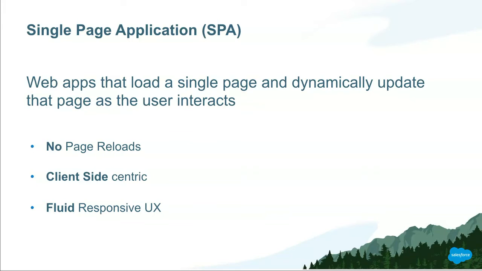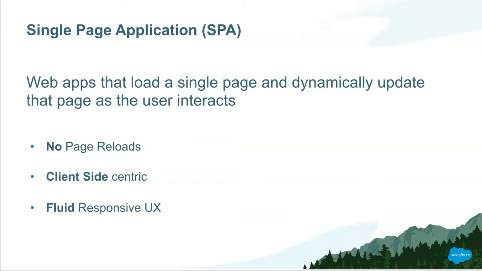So what is a single page app, or SPA? You will hear me saying SPA a lot throughout this session, which stands for single page application. Basically, they are web applications that load a single page and dynamically update that page, or parts of that page, whenever the user interacts with our app. If you think about it, our Salesforce Lightning Experience and Salesforce mobile experiences are single page apps themselves. And single page apps have three very unique characteristics. There are no entire page reloads. They are client-side centric, so most of the work happens on the client side, in the browser. And they have a very fluid and responsive user experience.